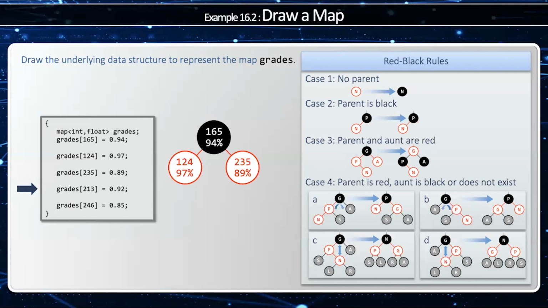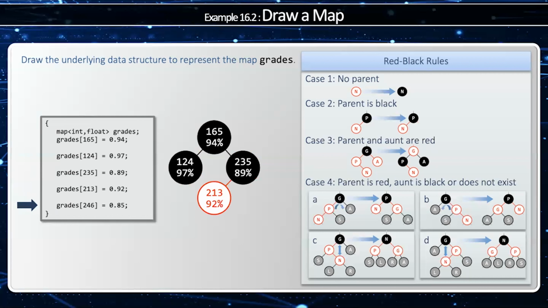Now I'm going to add 213. Now, 213 is greater than 165, so it goes to the right, and is less than 235, so it goes to the left. And now I'm going to add another red node. But now I have 2 red nodes in a row, and that does not work for a red-black tree. So this is going to activate case number 3, where the parent and the aunt are both red, the parent being 235 and the aunt being 124, and they're going to become black. Now, when I change that, that means the grandparent becomes red, and that goes back to rule number 1, where I have to turn the root black.